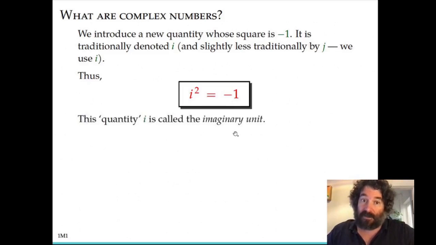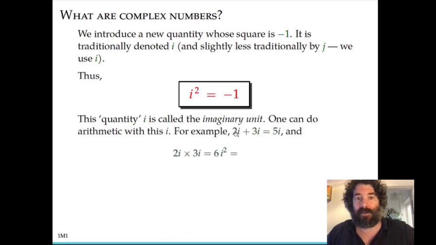And as I said, this quantity is called the imaginary unit. So imaginary numbers are real numbers times this imaginary unit. So we can do arithmetic with these imaginary numbers. So for example, if we have 2 times i plus 3 times i, we simply add the coefficients of i together, treating i kind of like it was a variable in a polynomial equation. So 2 plus 3 is 5, 2i plus 3i is 5i.